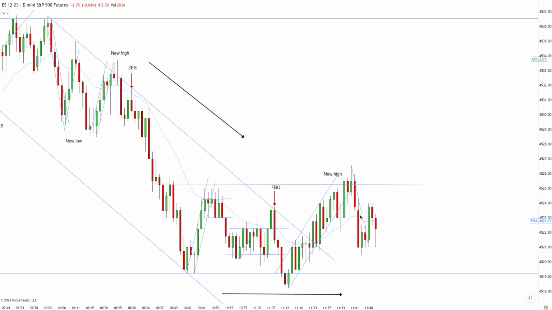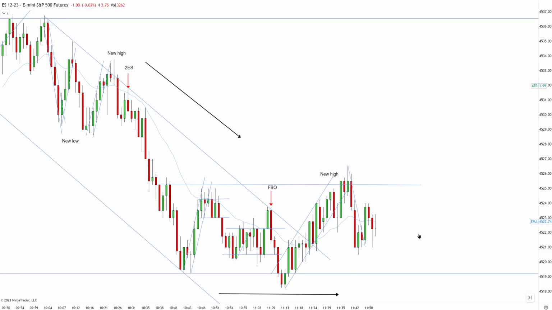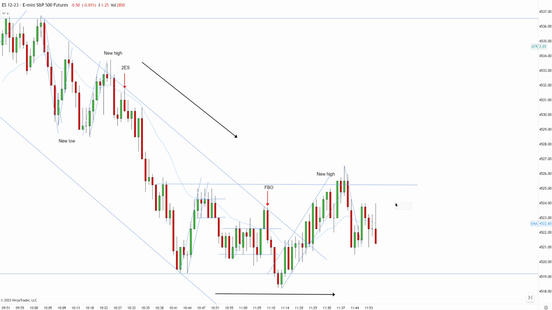Uptrend played out. We're below the EMA. Everything is aligning. Can we get a setup? And we have a great double high probability setup. Second entry short and a failed second entry long. New low, first entry short, second entry short, new high, first entry long, pullback, second entry long, failure.